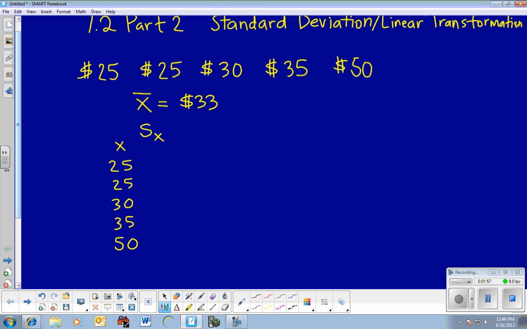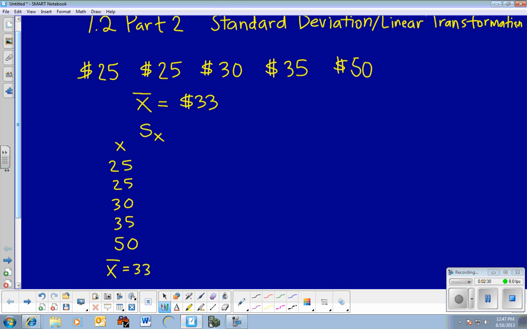Okay, those are my x values, my lawn mowing prices. My average, remember, is 33. So the first step in finding a standard deviation is going to be finding the average. Okay, the next step is going to be to find the deviations. And a number's deviation is its distance from the mean. So how far away is each item from the mean? And you're going to find that, and this could be a plus or a minus value.